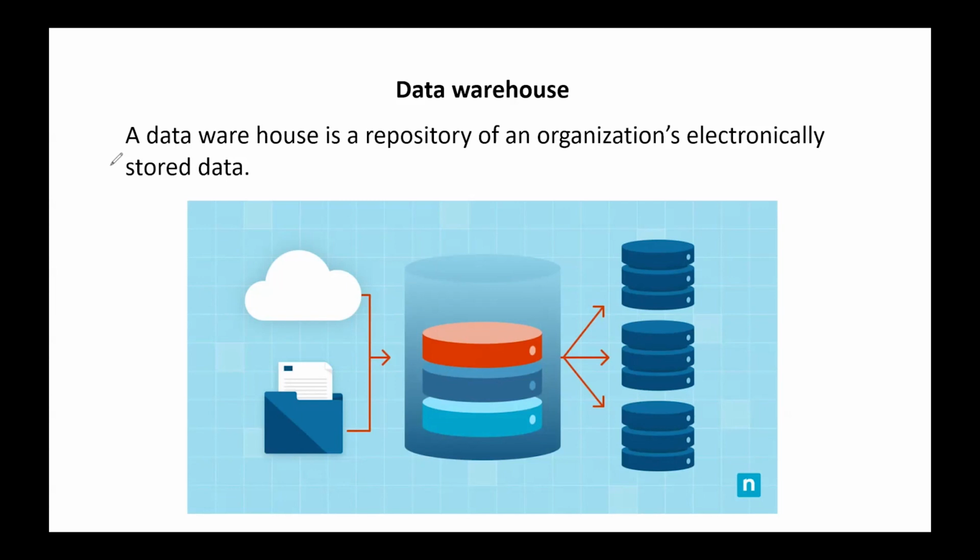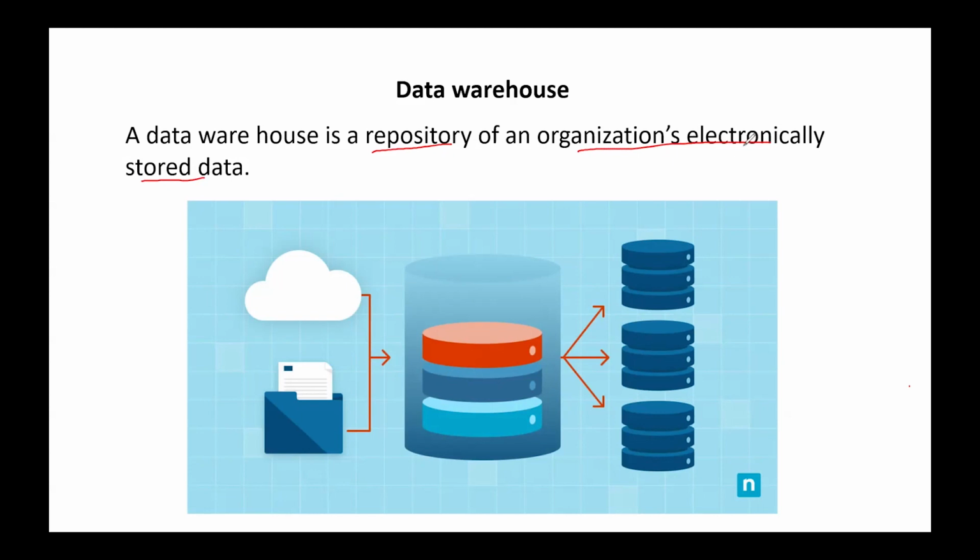This is a more theoretical topic. Let us briefly try to understand what exactly a data warehouse is. Like the definition says here, a data warehouse is a repository of an organization's electronically stored data. A repository, as you all know, is something where we can store things, isn't it? So what are we storing in this repository? We are storing the organization's electronically stored data.